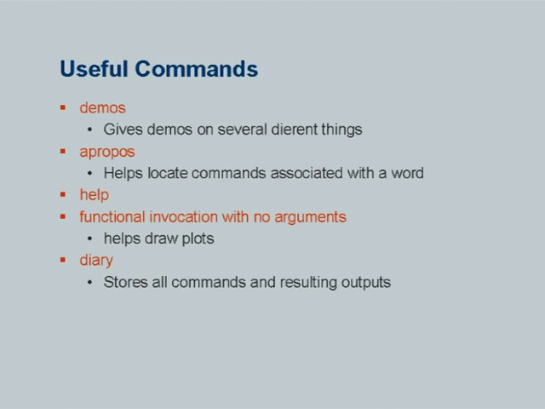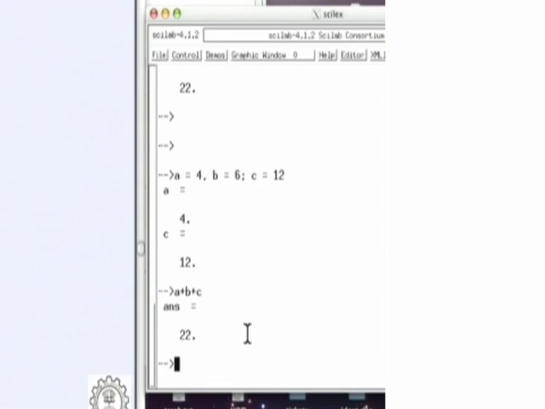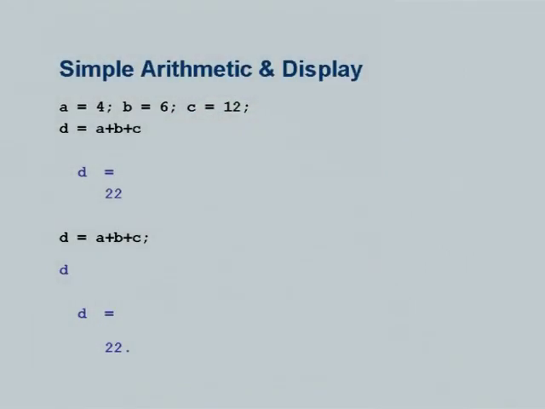These are some of the useful commands. If I just say A plus B plus C, it puts the result in a dummy variable called ANS, short for answer, and displays it, and it overwrites that. But I can also say D equals A plus B plus C, and it will say D is 22. Now you have created a variable and put it there, which means you have not typed any variable name, it has happened automatically. Of course, if I put a semicolon, it will not display. Then I can always ask, what is D? It will say D is 22. It doesn't matter whether I used a semicolon or not in the previous step.